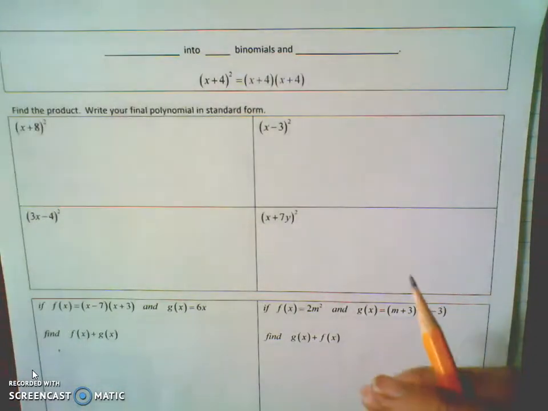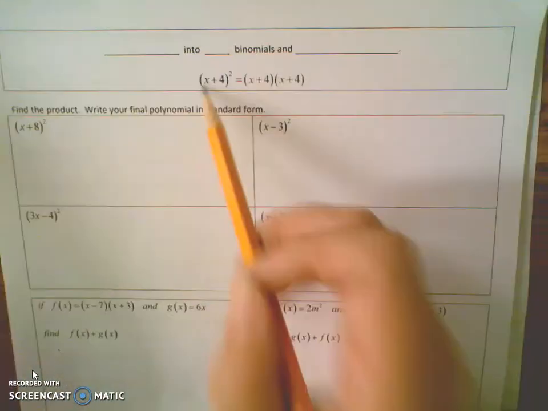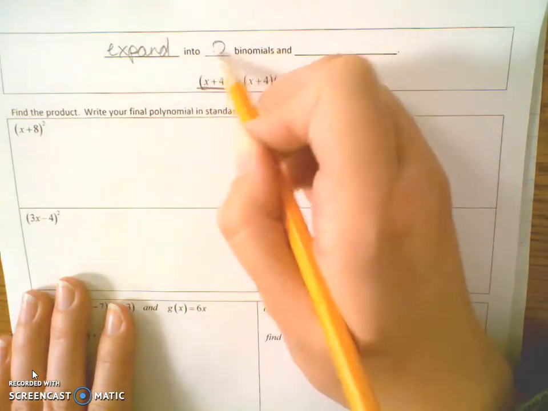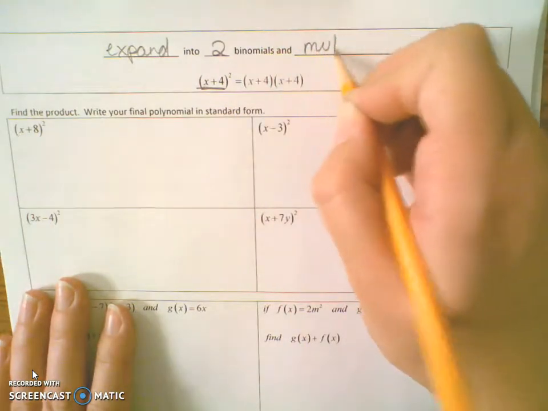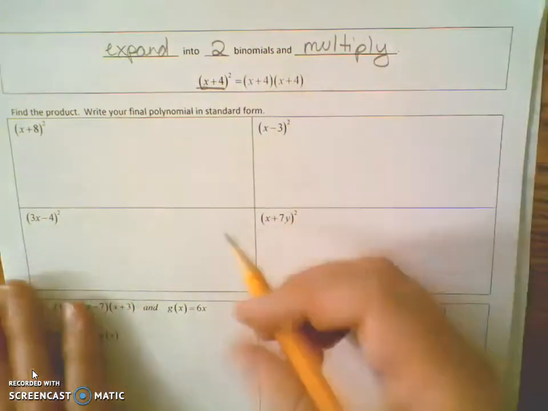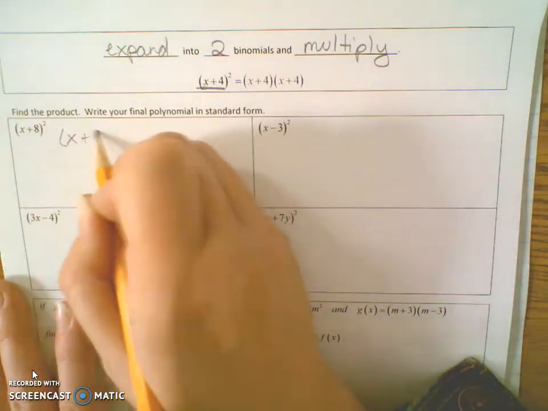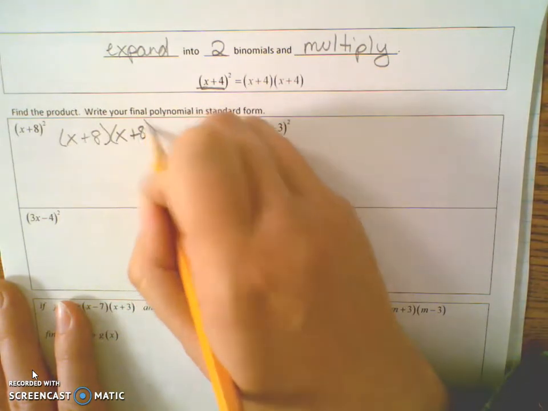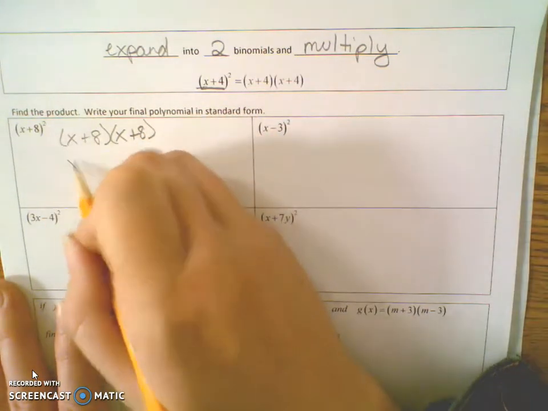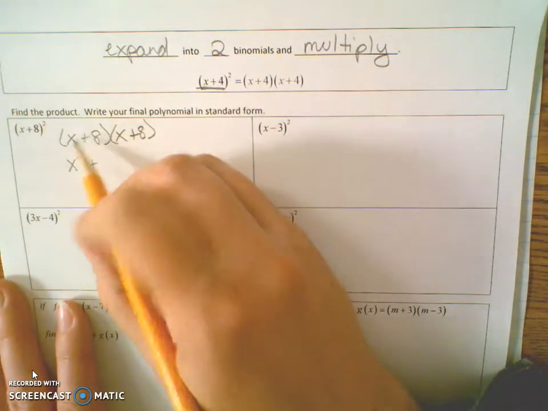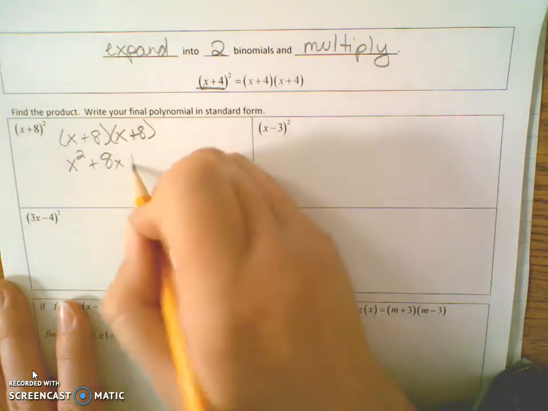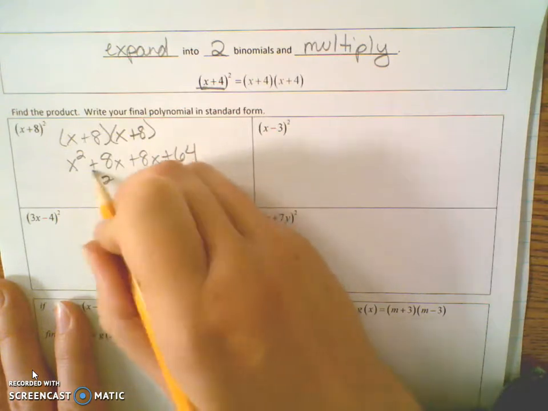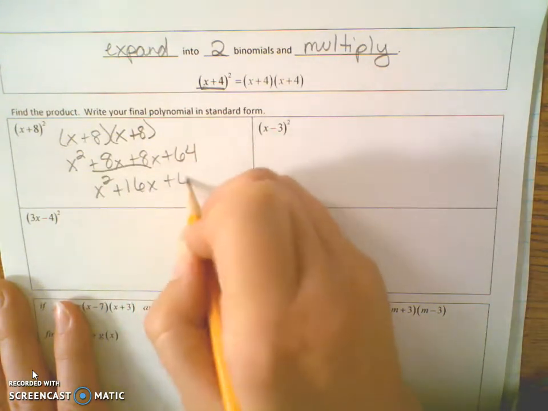On this, it's saying that when we see a type of problem like this right here, we are going to expand into two binomials and then we're going to multiply. So like this one right here, we would just write x plus 8 times x plus 8, because that's what squared means. And so that ends up being x squared plus 8x plus 8x plus 64, and that's the same thing as x squared plus 16x plus 64.